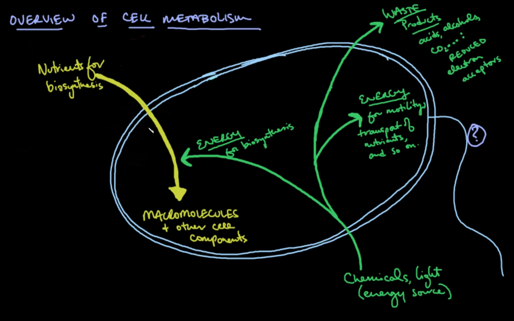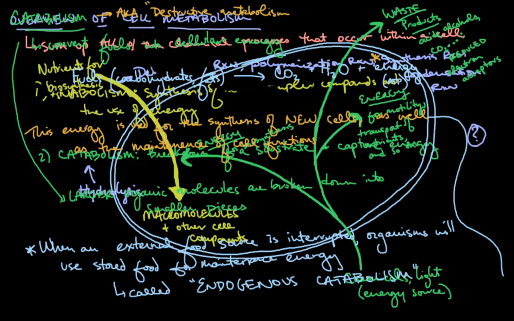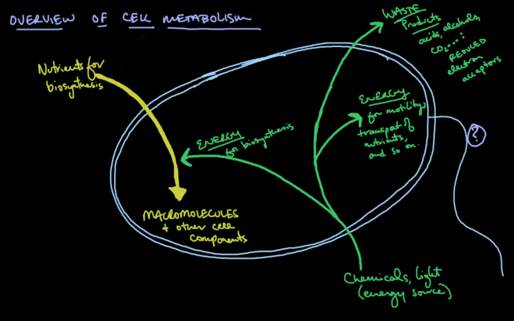What I have in yellow is color-coded to the terms that I had on here. So yellow is anabolism. So maybe I'll write that here for you guys. Anabolism. So we're taking nutrients for biosynthesis, or for the making of biological tissue or cells. That anabolism is taking those nutrients and combining them to make larger macromolecules and other cell components. That's critical, right? So when a cell is growing, it needs to be able to do that.